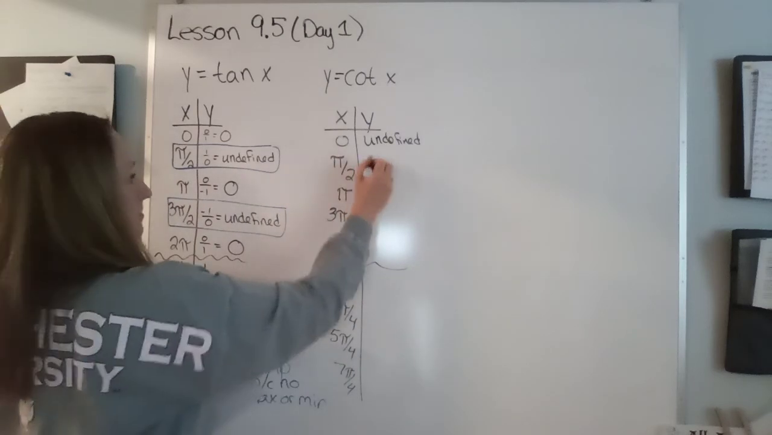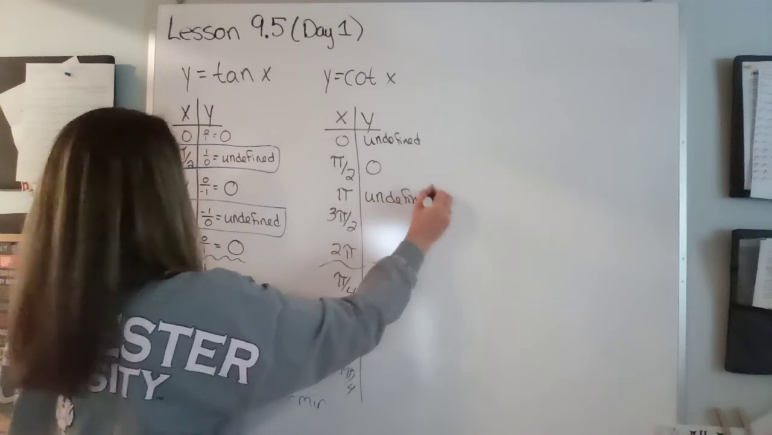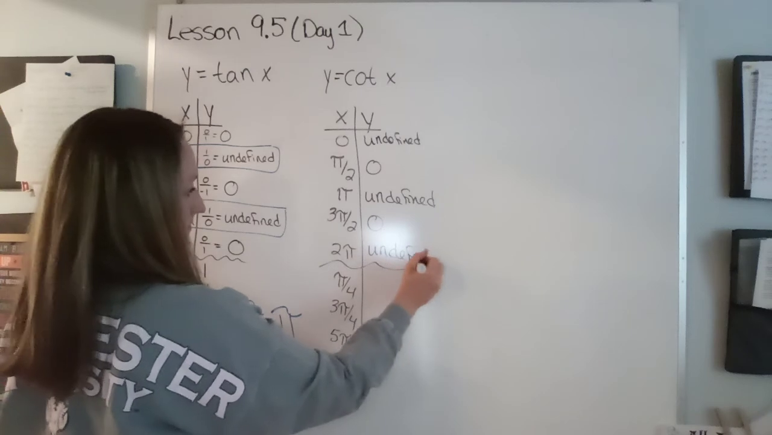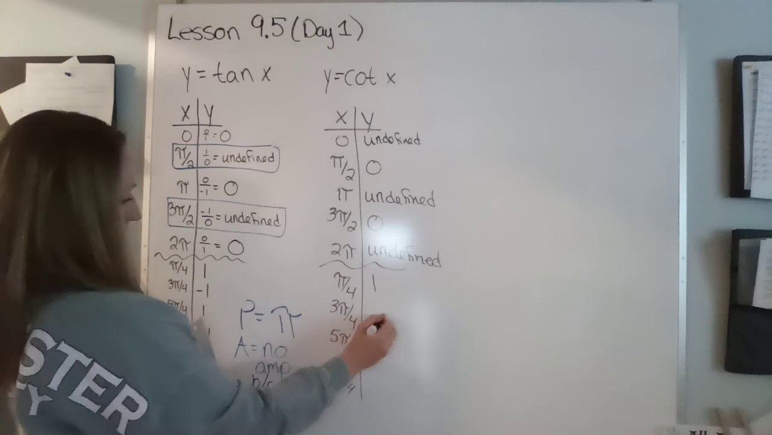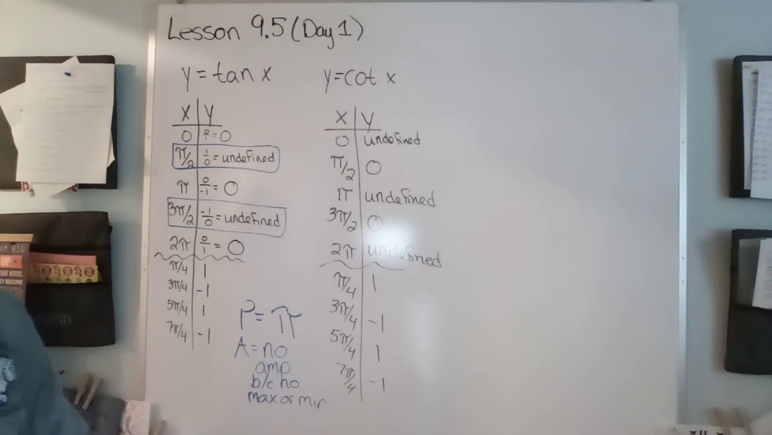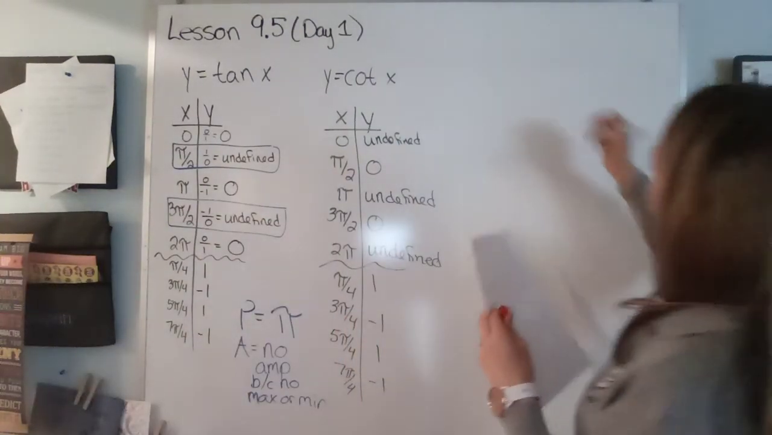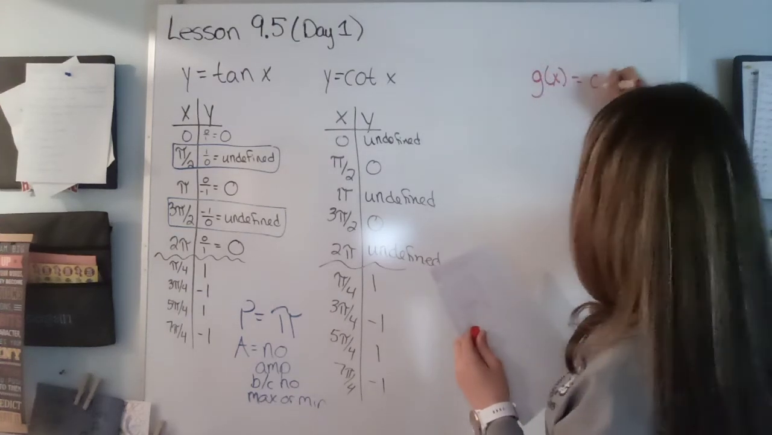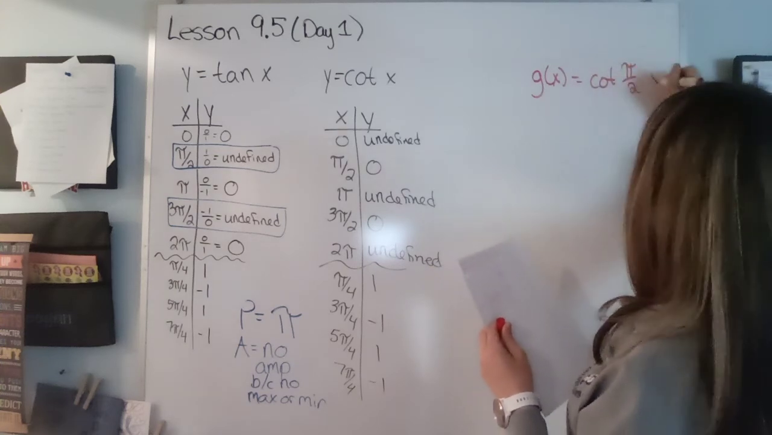Then I have 0, then undefined, then 0, and then undefined. And then it's going to be 1, negative 1, 1, negative 1. Okay, so that's going to be helpful when we go to transform a cotangent function to have those up there. So we're going to look at g of x equals cotangent of pi over 2 x.